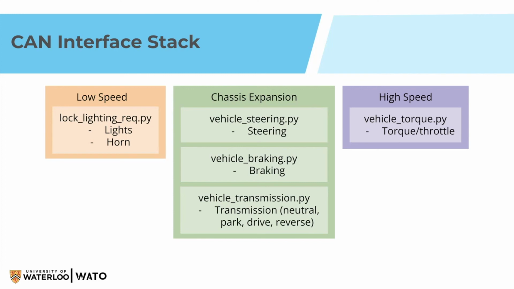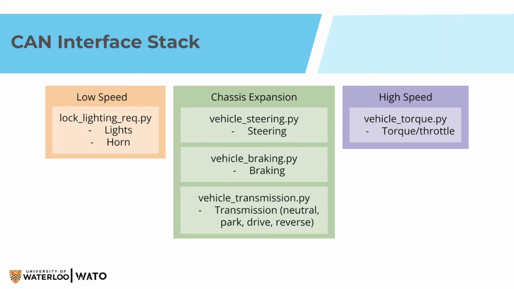So we have three main things to separate it into: one for low speed, chassis expansion, and high speed. We pack the lights and horn control into just one file. And then our chassis expansion has its 3 primary functions split up into 3 different files: one for steering, one for braking, and one for controlling transmission. And then finally, our high-speed bus controls the torque and throttle. Just as a precursor, the CAN interface is written in Python 2.7, which is why there are .py file extensions on those files I've listed here.